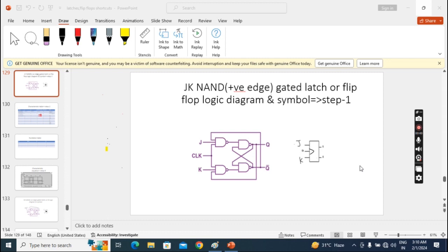But again, in the JK, whatever output we are getting is not stable. That is the drawback. It overcomes the invalid state, but it gets an unstable output. So ultimately we developed JK to avoid the invalid state in RS. That's the necessity.